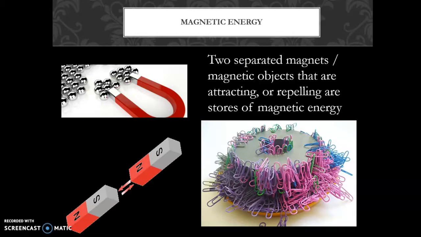Next, we have magnetic energy. So whenever you have a single magnet, that doesn't have magnetic energy. Magnetic energy occurs when you have 2 separated magnets, or a magnet and a magnetic object, such as a piece of iron, and they are either attracting or repelling each other. At that point, you have a store of magnetic energy, because you have the potential for that thing to be attracted or repelled.